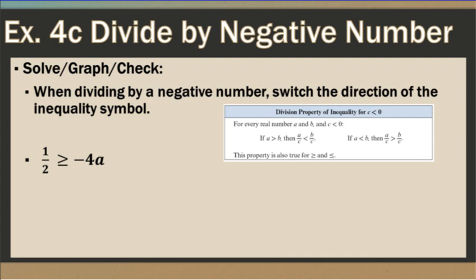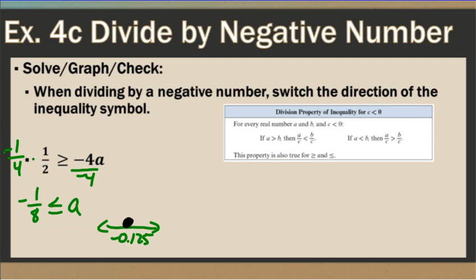Last example here, we got negative 1/2 is greater than or equal to negative 4a. Divided by negative 4, which is really multiplied by negative 1/4. So now I have negative 1/8 is now less than or equal to a. By graphing it, 1 divided by 8 is 0.125, so this would be negative 0.125. Need to have a filled in circle, has to be greater than negative 1/8, so to the right.